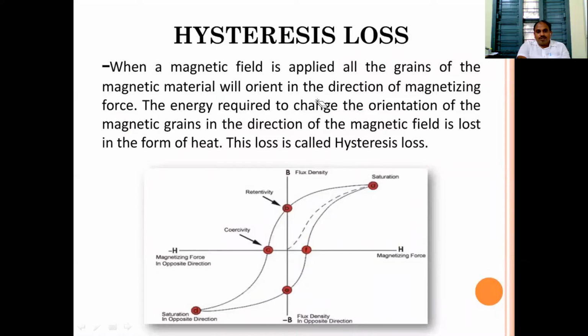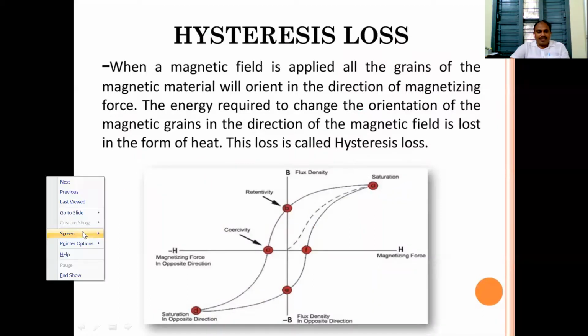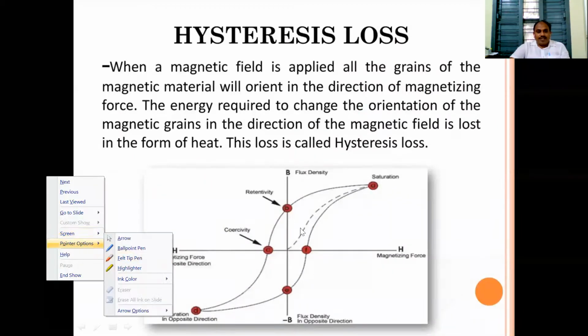Now, hysteresis. In an alternating supply, for every half cycle, the current direction reverses. So we need magnetic reversal to overcome the magnetic friction. Some power is wasted in the form of loss. That loss is called hysteresis loss.